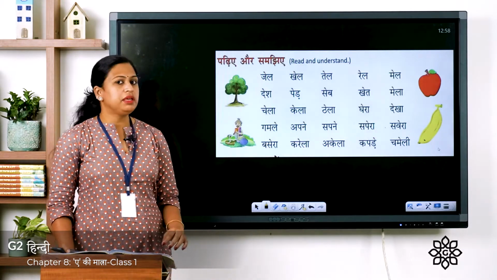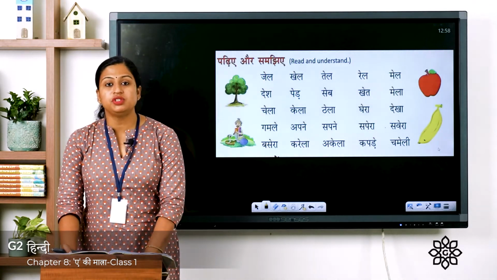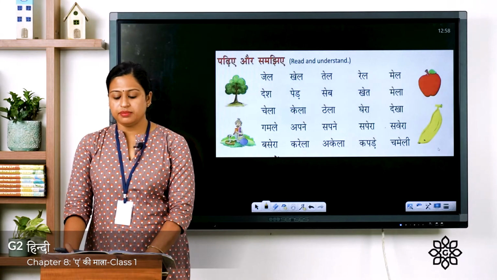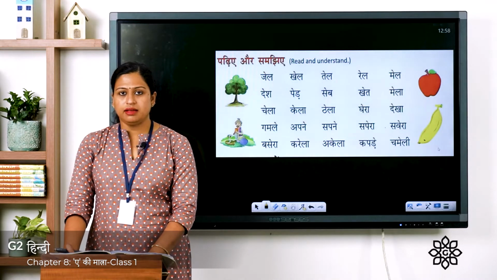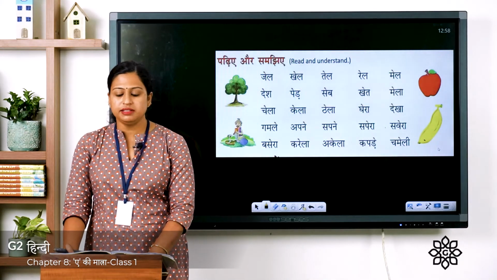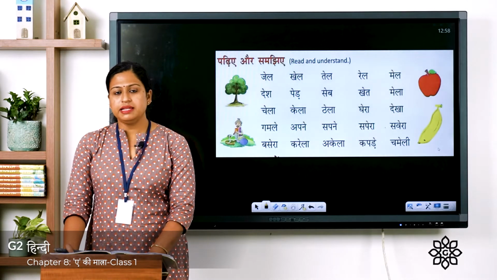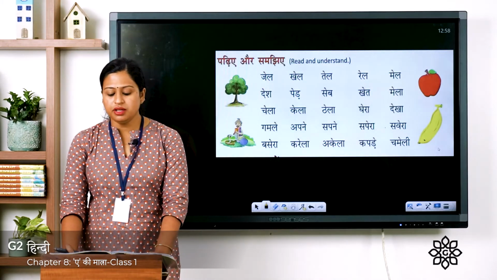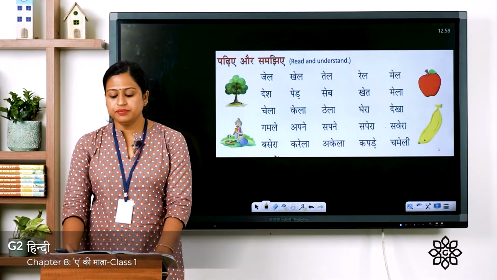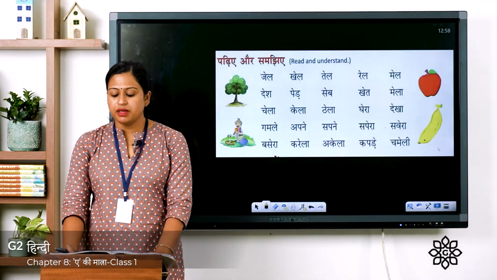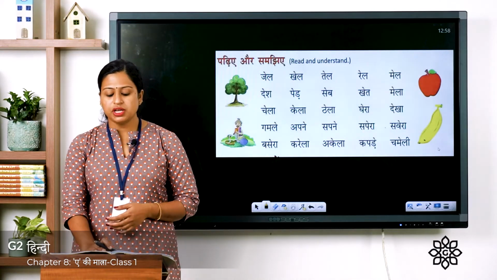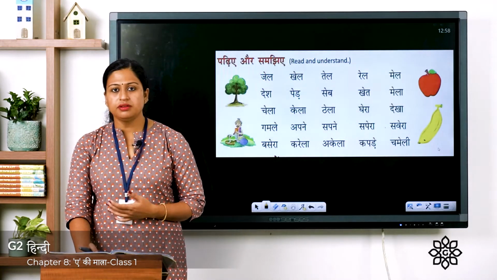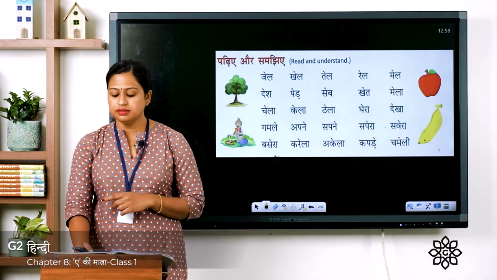Now let's understand the meaning of these words. The first one, jail. Jail means prison. Next word, khel, game. Next word, tail. Its meaning is oil. Rail means train. Mail means similarity. Desh means country. Ped means tree. Seb means apple. Khet means farmland. Mela means fair. Chela means disciple. Kela, banana. Thela, trolley. Ghera means circle.